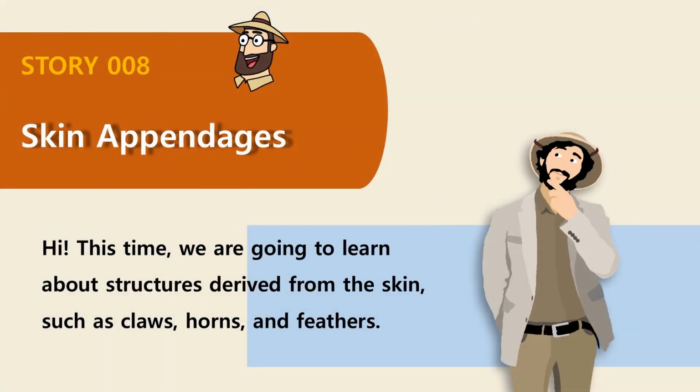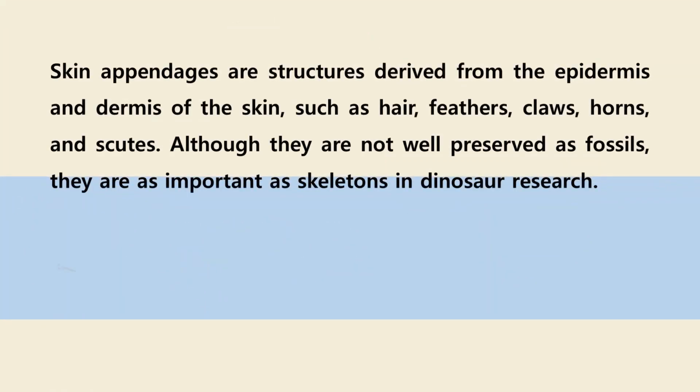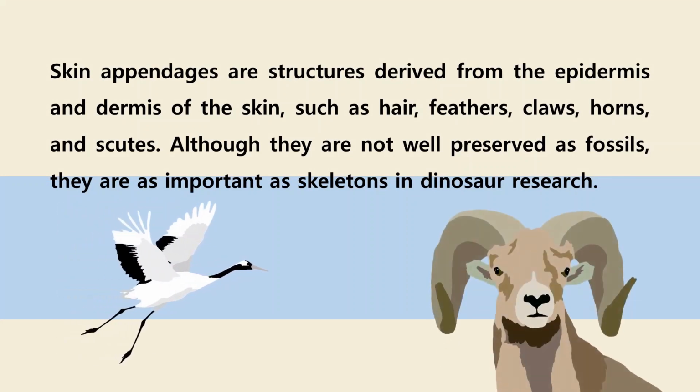Skin appendages. Hi. This time, we are going to learn about structures derived from the skin, such as claws, horns, and feathers. Skin appendages are structures derived from the epidermis and dermis of the skin, such as hair, feathers, claws, horns, and scutes. Although they are not well preserved as fossils, they are as important as skeletons in dinosaur research.